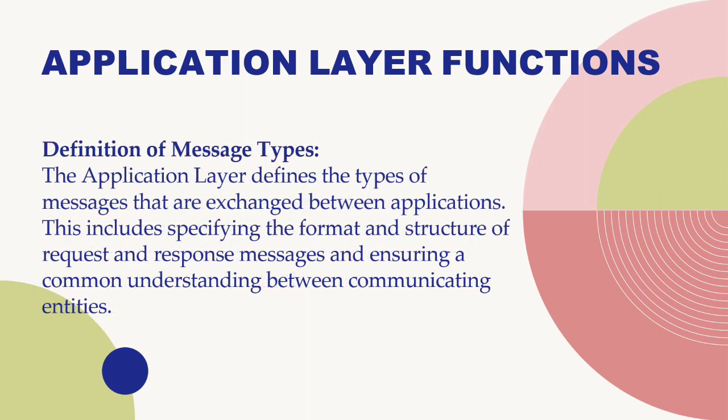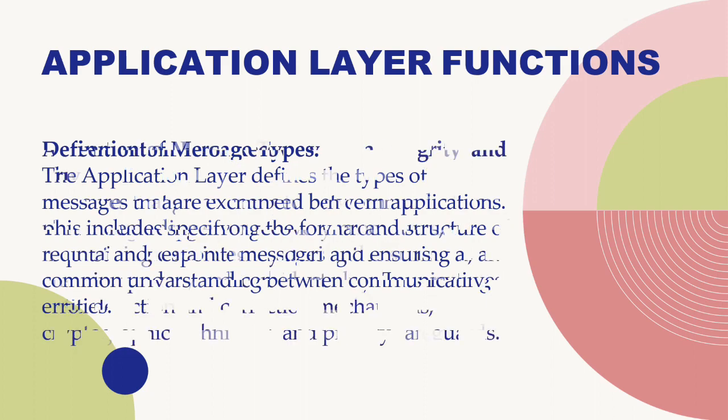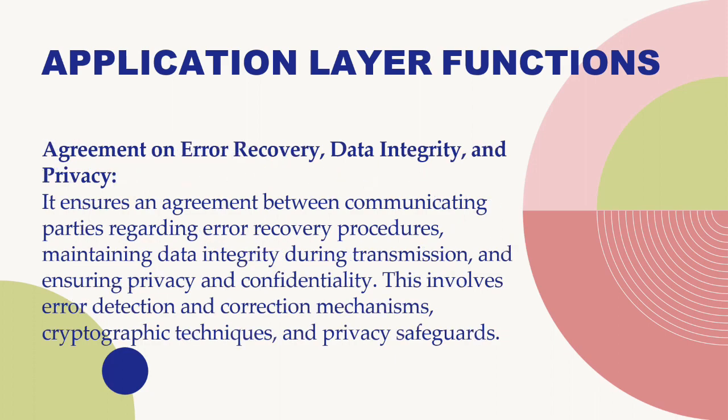Definition of message types. The application layer defines the type of messages that can be exchanged between applications. This includes specifying the format and structure of request and response messages and ensuring common understanding between communicating entities. Agreement on error recovery, data integrity, and privacy. It ensures an agreement between communicating parties regarding error recovery procedures, maintaining data integrity during transmission, and ensuring privacy and confidentiality. It involves error detection and correction mechanisms, cryptographic techniques, and privacy safeguards.